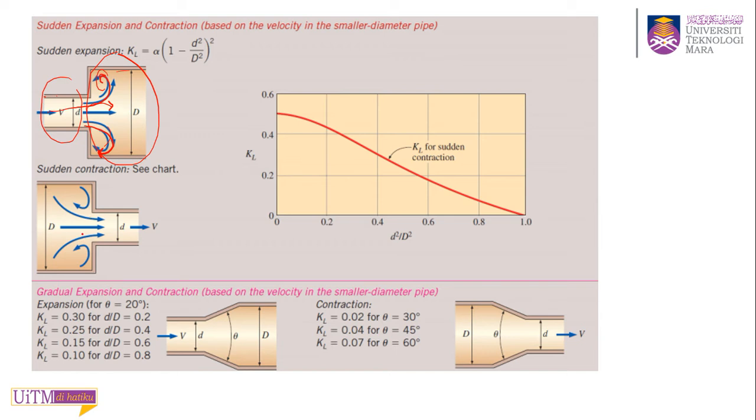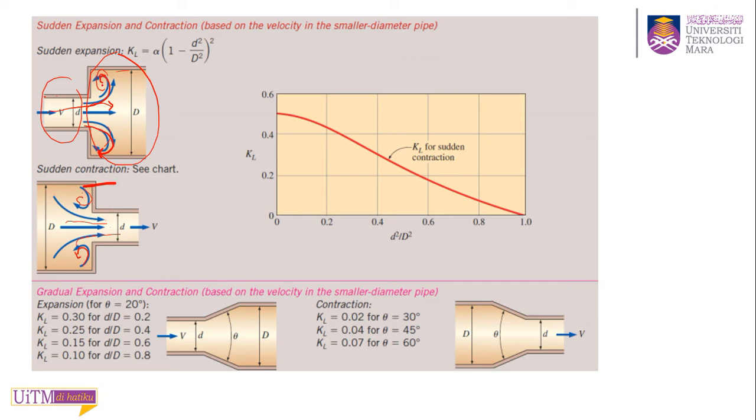And for contraction, it's the opposite of this one. Your flow comes from your bigger pipe and tries to get into the smaller pipe, and as this diagram shows you, you will have these losses, the flow that cannot get in. Okay, that's why you have this loss coefficient for contraction. Contraction means from big to small.